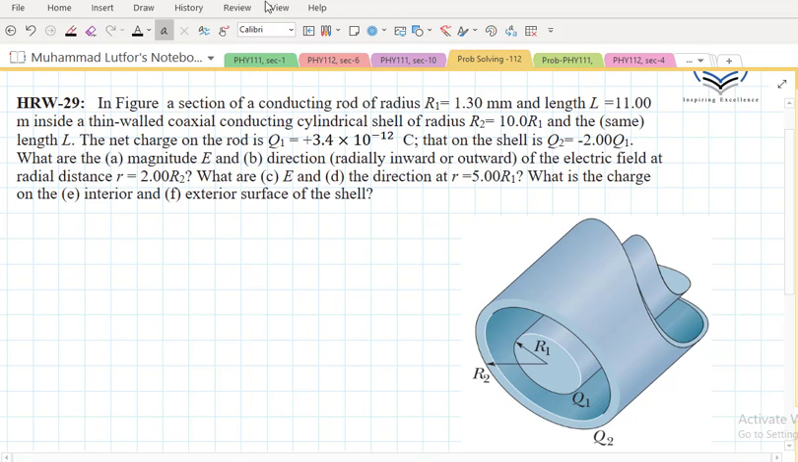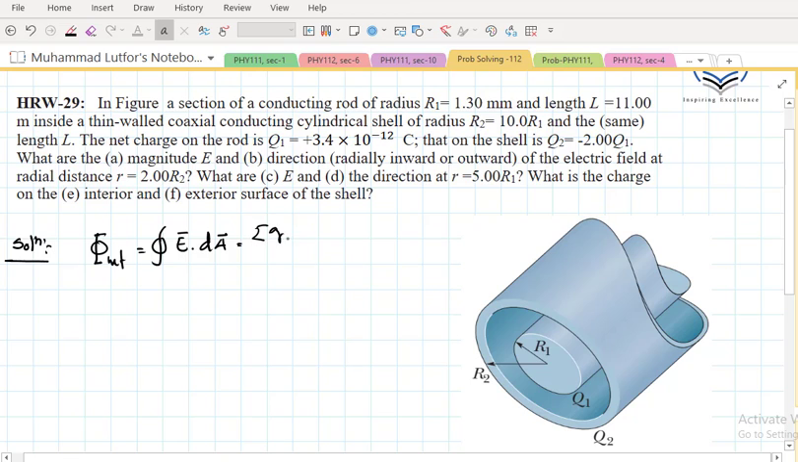To solve this question, we are going to use Gauss's law, and Gauss's law tells us that for any enclosed surface, the closed integral of E dot dA must be equal to Q enclosed divided by epsilon naught, right? So this is Gauss's law, we know that one.